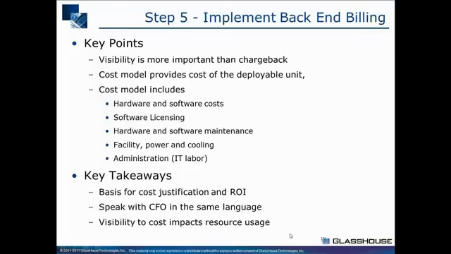And lastly, but not least importantly, visibility to costs impacts resource usage. Everybody will choose gold service levels when they don't have to pay for them. When they do have to pay for them, suddenly silver, bronze, copper, and even dirt begins to look really good.